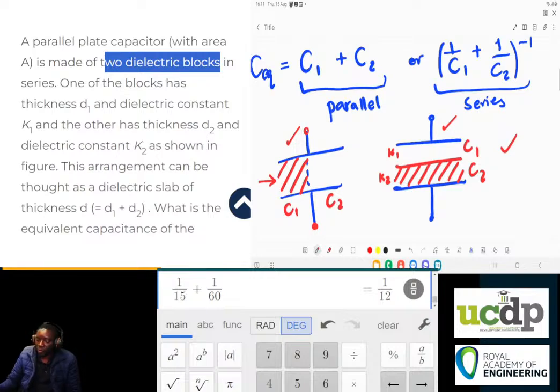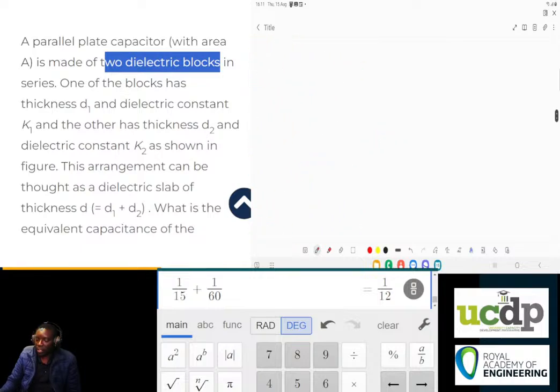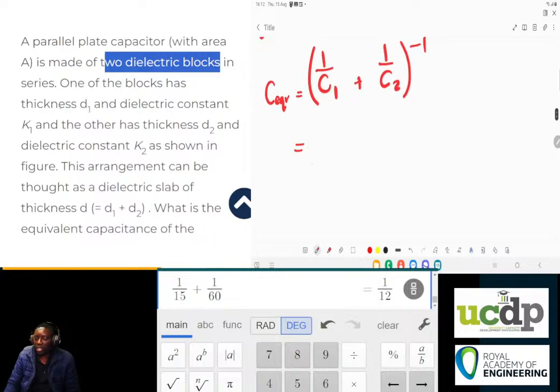Okay, good. So with the given information, we need to find the equivalent capacitance. It's actually 1 over C1 plus 1 over C2, everything to the minus 1. If we only have two capacitors, this is product over sum. So we can do product over sum, which is C1 C2 over C1 plus C2.